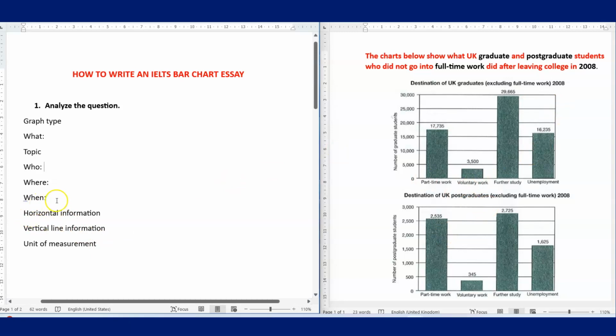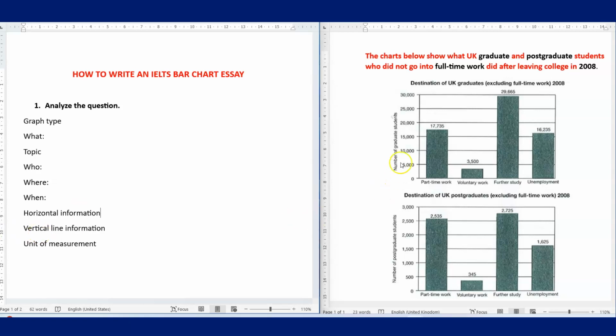Okay, now after dealing with the bar graph, after asking all these questions, there is some other information that you also need to know, like the information on the horizontal line. If you look at the horizontal line here and also the horizontal line here, you can see that this horizontal line holds the 4 places that these students are: those who are in part-time work, those who are in voluntary work, further study, and also unemployed. So we have these 4, the same thing for the postgraduate as well. So on the horizontal line, we have the destination. Okay, so it holds the 4 different destinations that these students are.